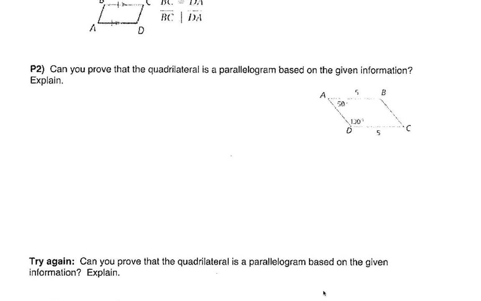So can you prove that the quadrilateral is a parallelogram based on the given information? So we can say that AB is congruent to DC. We can see they're both 5.